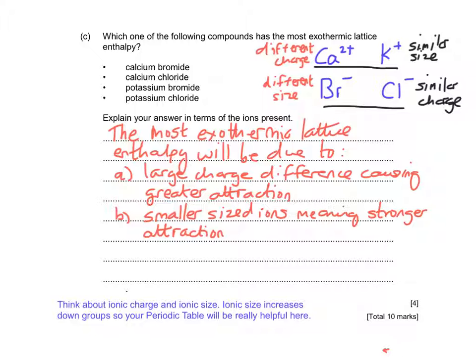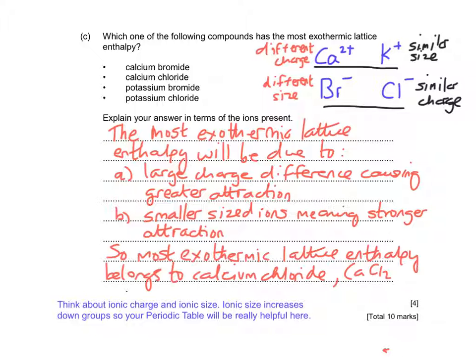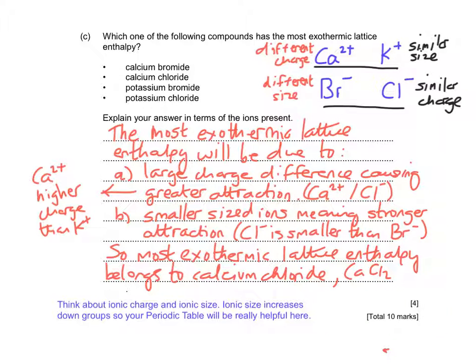So the logic behind the answer is laid out as the most exothermic lattice enthalpy being due to large charge difference causing greater attraction, and smaller sized ions meaning stronger attraction. So these two factors have to be combined. So the most exothermic lattice enthalpy belongs to calcium chloride. Now we've got to try and link that fact, that choice, to the logic we've used. So next to where it says large charge difference, I've in brackets put Ca2 plus and Cl minus to illustrate what I'm saying. And next to where I stated that smaller sized ions meant stronger attraction, I've just backed that up by saying that chloride is smaller than bromide.